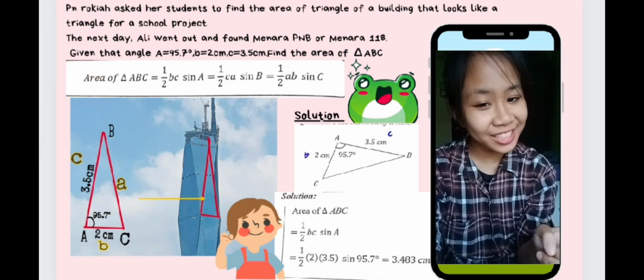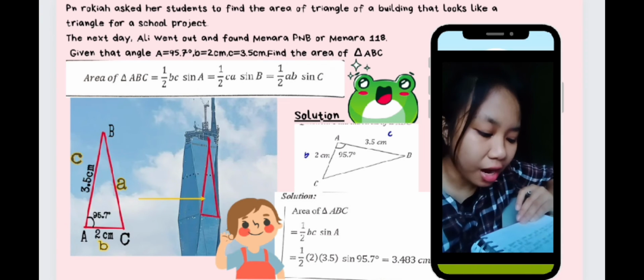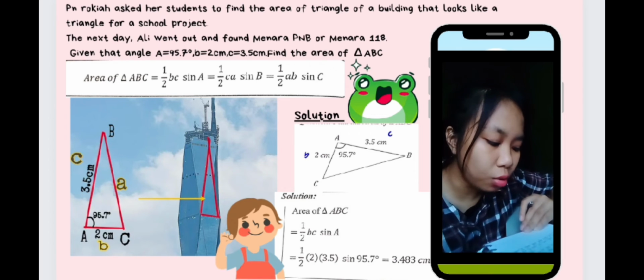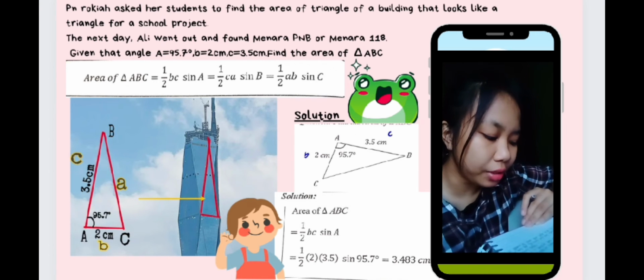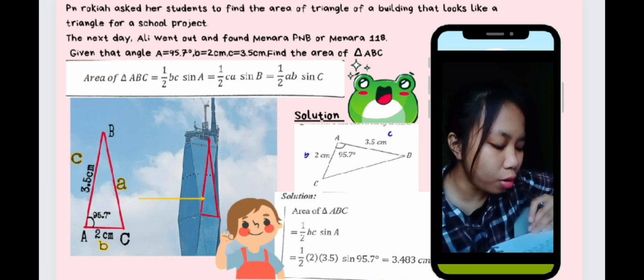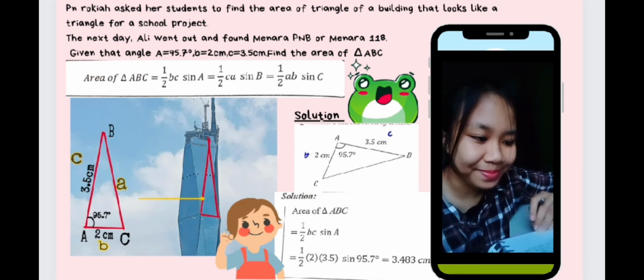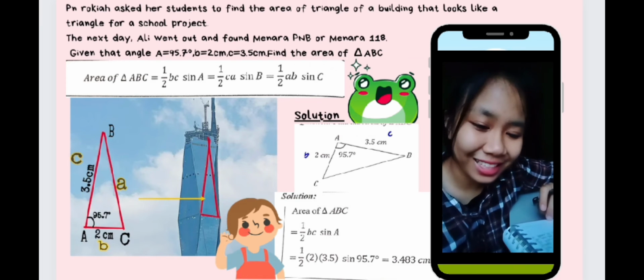Let's move to the next question. So, this is the question. Ms. Rukia asks her student to find the area of a triangle of a building that looks like a triangle for a school project. The next day, Ali went out and found Menara 118. Given that angle A is 95.7 degrees, B is 2 cm and C is 3.5 cm. Using the formula given, find the area of the triangle.